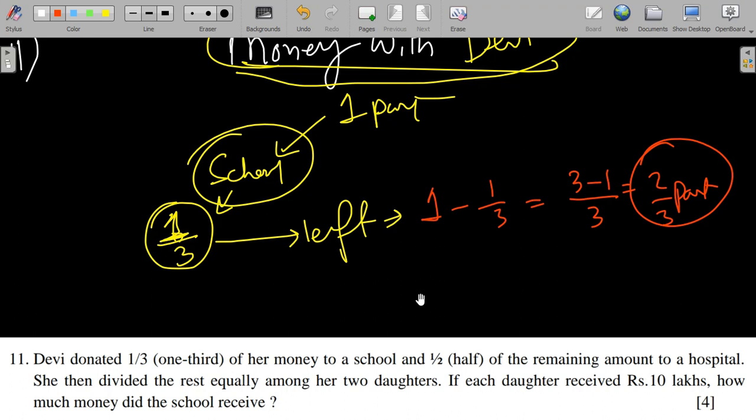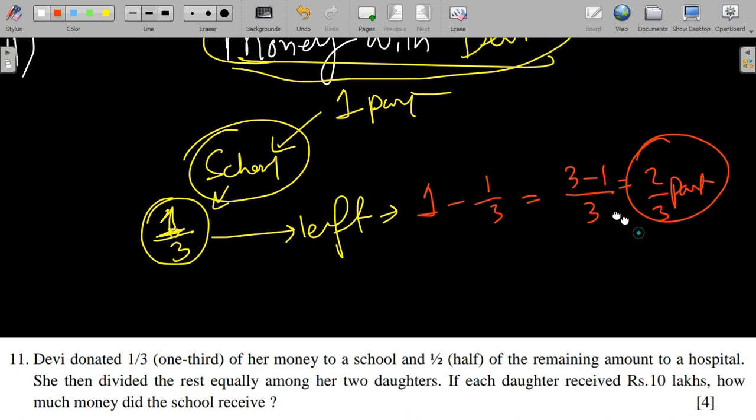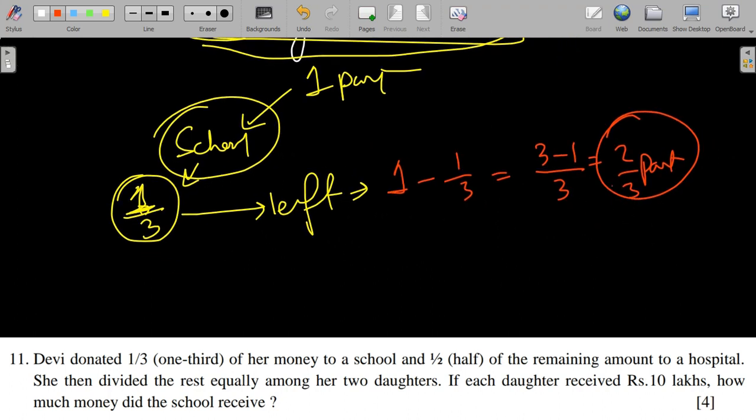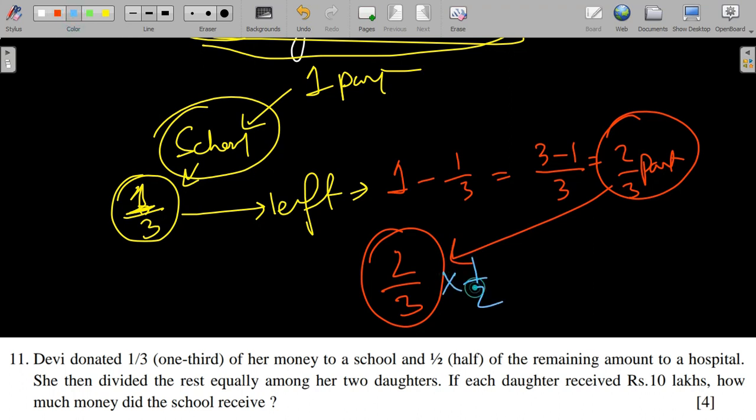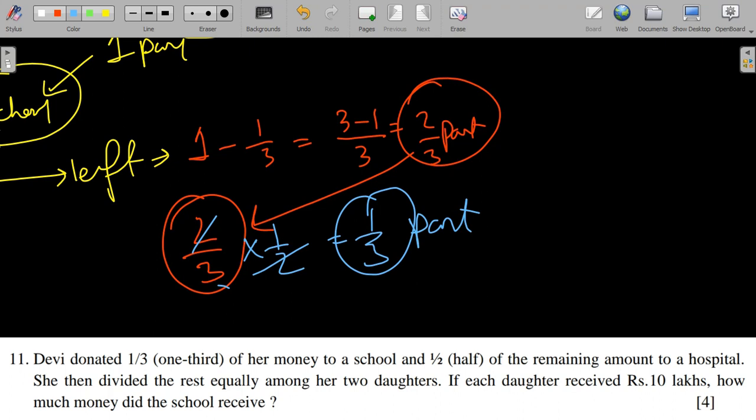Remaining amount, so 1/3 of her money went to school and half of the remaining amount. So whatever she is left with, half of it. So make it 2 halves, so it's the full thing. What is still there, and half of it means let us make it half. So the 2 cancel, so 1 by 3rd. 1 by 3 part has now gone to the hospital.